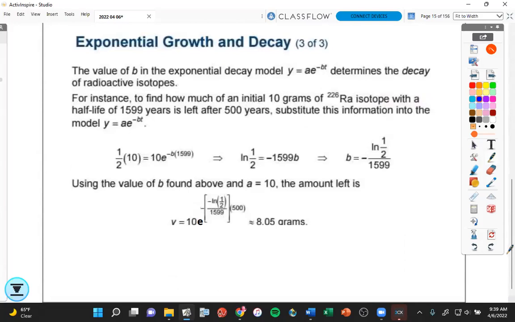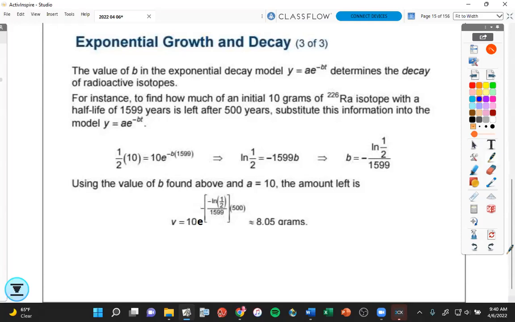The value of B in the exponential decay model, y equals A e to the negative B t, determines the decay. To find how much of an initial 10 grams of radium-226, the isotope with a half-life of 1,599 years, is left after 500 years, substitute this information into the model.